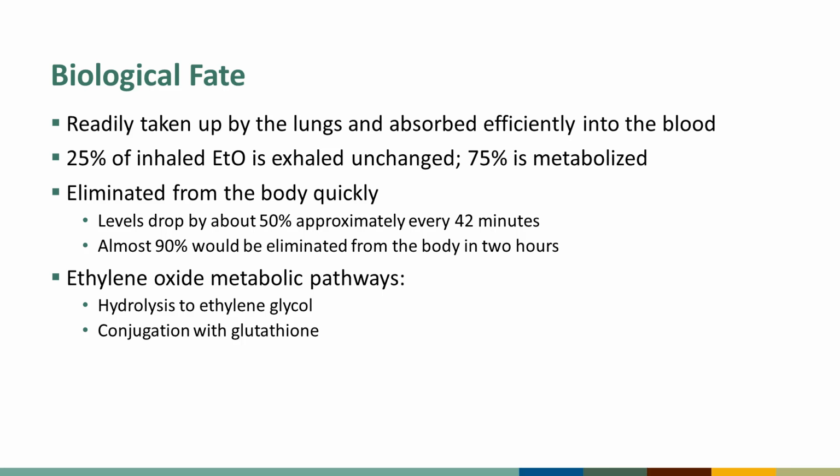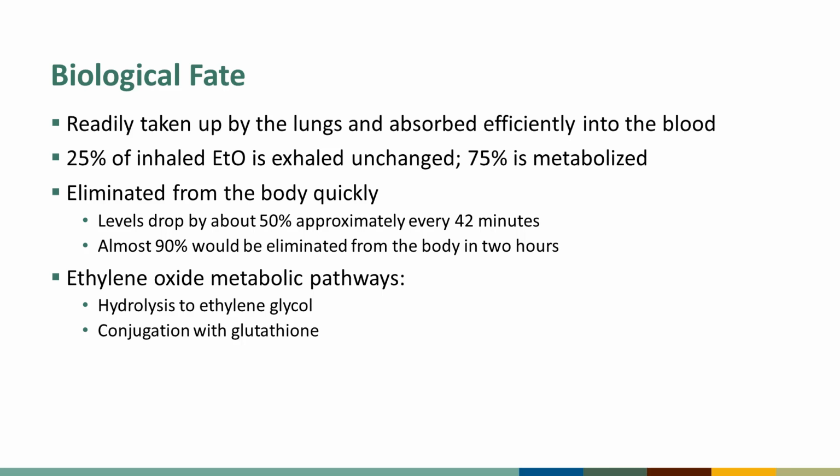Ethylene oxide is eliminated from the body quickly, with levels dropping by about 50% approximately every 42 minutes. At that rate, almost 90% of ETO would be eliminated from the body in 2 hours. Animal studies showed that ethylene oxide and its metabolites were rapidly excreted in urine. In a study of mice exposed to radio-labeled ethylene oxide for 60 to 75 minutes, an average of 78% of the absorbed radioactivity was eliminated in the urine within 48 hours.